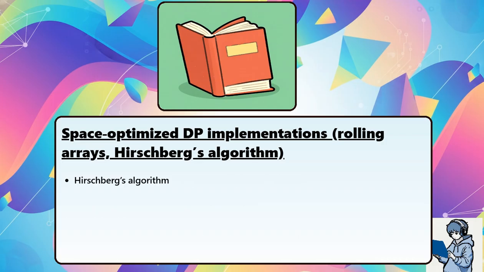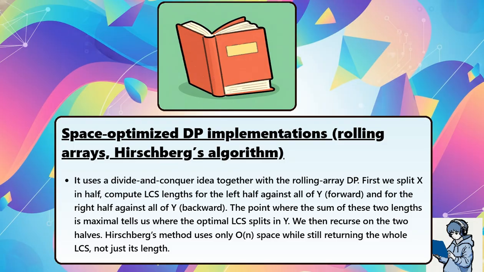Hirschberg's algorithm. It uses a divide and conquer idea together with the rolling array DP. First, we split x in half, compute LCS lengths for the left half against all of y forward, and for the right half against all of y backward. The point where the sum of these two lengths is maximal tells us where the optimal LCS splits, and we then recurse on the two halves. Hirschberg's method uses only O(n) space while still returning the whole LCS, not just its length.